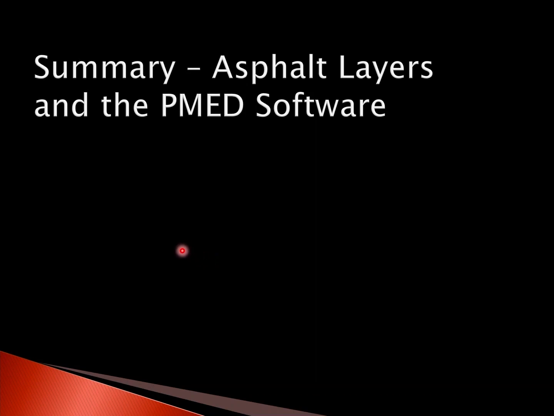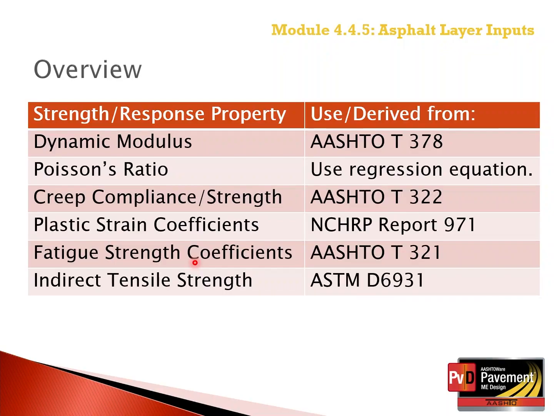So this section provides a summary of the asphalt layer inputs and how to determine those inputs. In summary, these are the test procedures used to measure the asphalt layer strength and response property inputs needed for the PMED software. The test procedures for each layer property are listed in tables 10-2 and 10-3 in the manual of practice for the MEPDG.